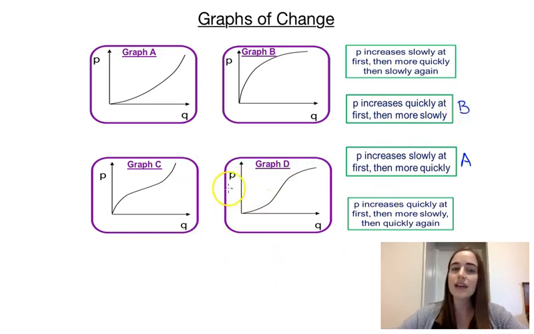Now these ones are slightly more complicated. So in this one, we've got it quite steep and then flattening out and then getting steeper again. So that means it's going quickly, it's slowing down, and then it's speeding up again. So that would be this one here. It increases quickly at first, then more slowly, and then quickly again, which means that this one should be D, but let's just double check it. So it's quite flat, and then it gets steeper, so it gets faster, and then it slows back down again. So it increases slowly at first, then more quickly, and then slowly again.